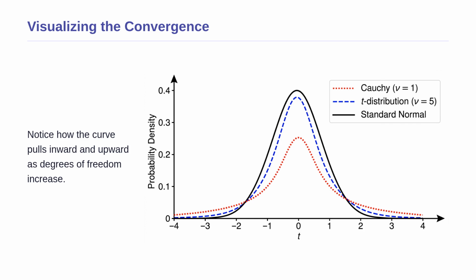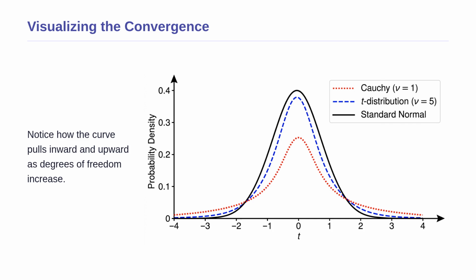This is the Cauchy distribution, where nu equals 1. Notice how flat it is and how thick the tails are on the far left and right. Now look at the blue dashed line, where nu equals 5. The curve has pulled inward from the tails and pushed upward at the peak.